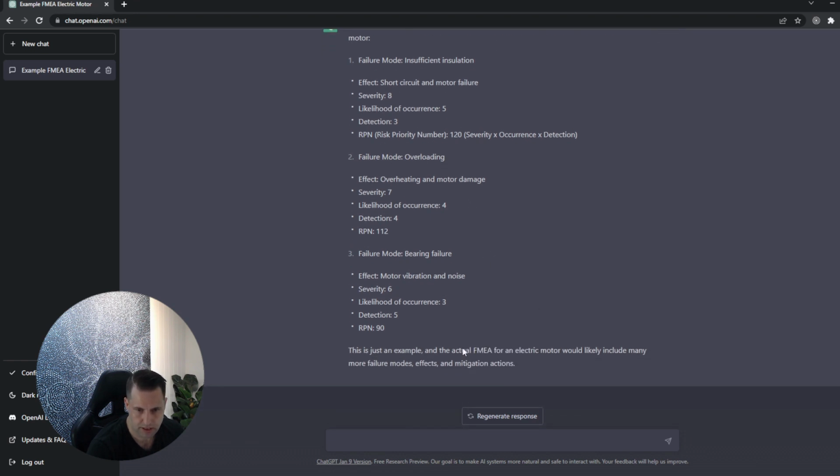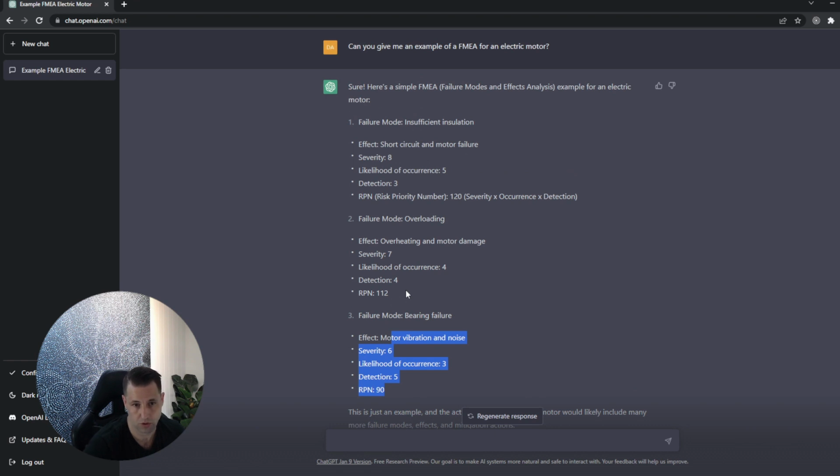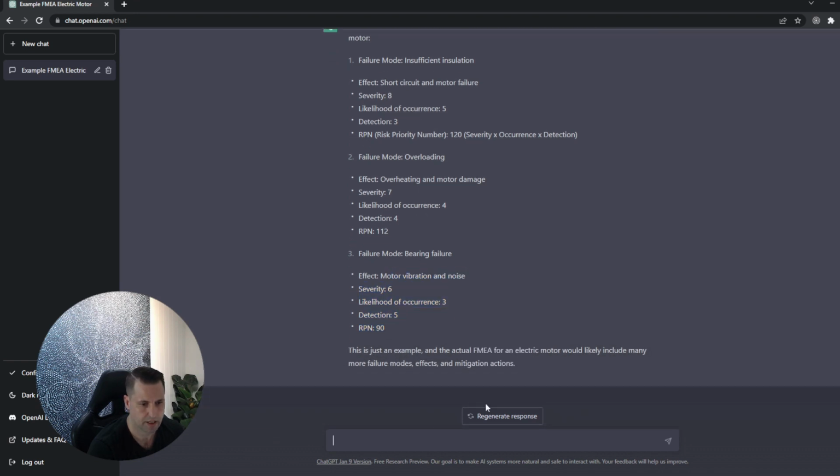Now, this is just an example. It would likely include many more failure modes, and I guess the effects and mitigating actions are business dependent, right? So you can't really read into this number too much. I wouldn't copy and paste this for your business and your application. You have to rate it for your specific context. But let's see if it can give a bit more detail.